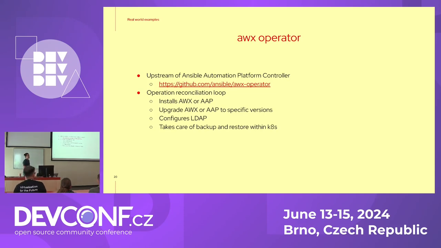The best example for building an Ansible operator is the AWX operator, upstream. It installs AWX on Kubernetes in minutes. We will see that in the demo. We can also upgrade it, and the upgrade is quite nice. You can also configure LDAP and do a lot of various things, such as backup and restore, and everything Kubernetes native.